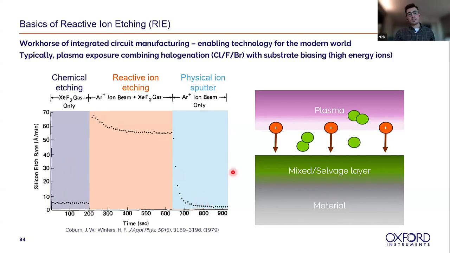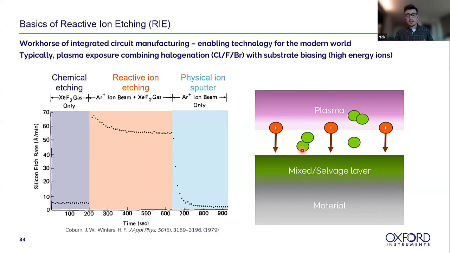And that's what reactive ion etching relies on, that synergy between the chemical component of the etching and the physical component of the etching. And we can sort of see that on the right here. So you have your plasma, and it's contributing ions towards the surface, but it's also contributing chemistry towards the surface.